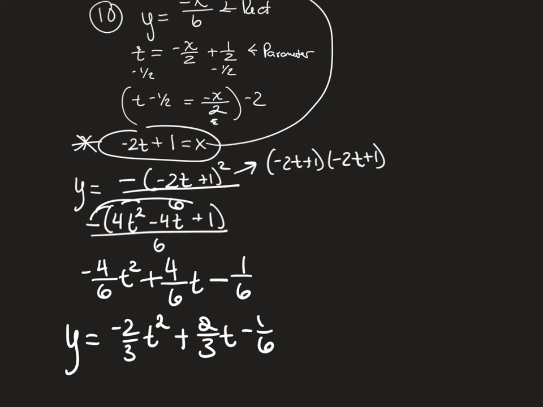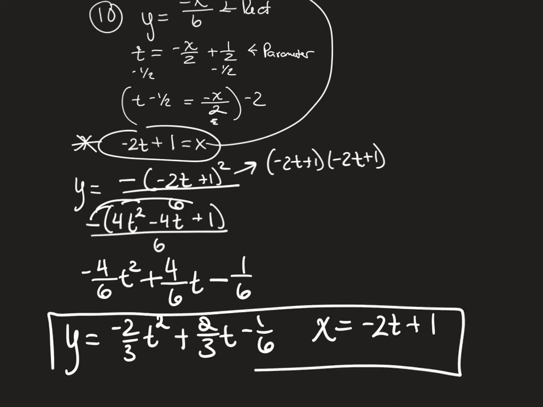That's your y equation, but parametric equations come in pairs, so don't forget your x equation, the one we wrote earlier, negative 2t plus 1. You need both of them to go to parametric form. So now you've gone both ways. Now you can go back to Canvas and do your assignment for today.